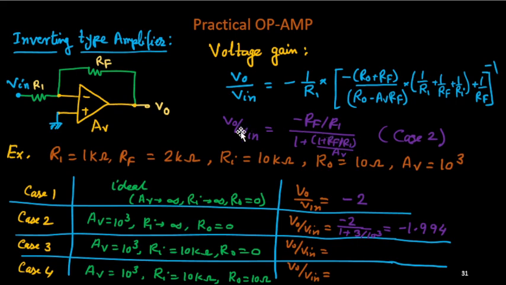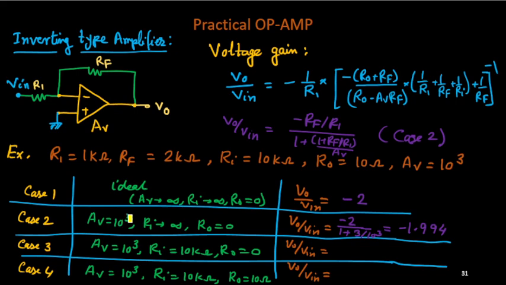So for case 2, the gain is minus Rf by R1 upon 1 plus (1 plus Rf by R1) upon AV. So if I include this factor, you can see that Rf by R1 is 2, 2 plus 1 is 3. So 3 by 10 to the power 3, and the numerator here is minus 2. So minus 2 upon 1.003. If you do this, you will get minus 1.994. You can see this value and the ideal value are very close, even though we have considered a finite gain.